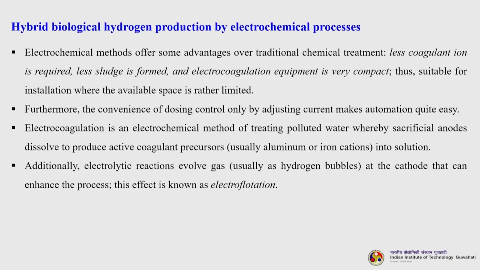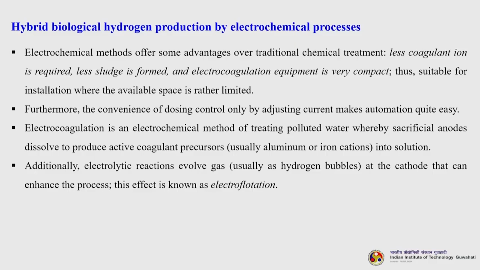So, hybrid biological hydrogen production by electrochemical processes. Electrochemical methods offer some advantages over traditional chemical treatments. So, what are those? Now, less coagulant is required, less sludge is formed and electrocoagulation equipment is very compact. Thus, it is suitable for installation where the available space is rather limited. Furthermore, the convenience of dosing control only by adjusting current makes automation quite easy.